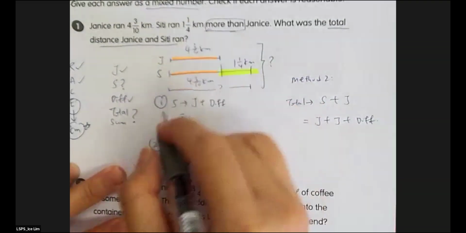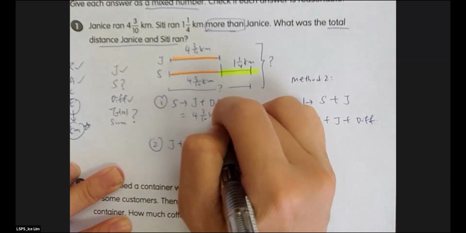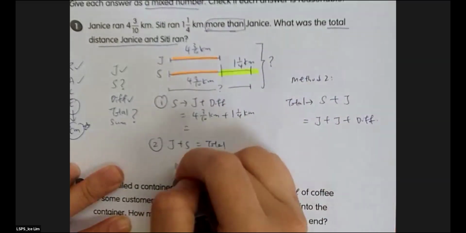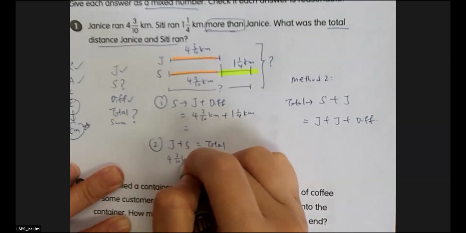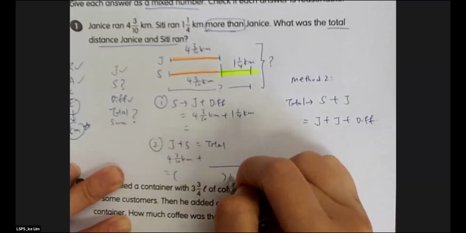Okay. If I were to find the city, I can do 4 and 3/10 kilometers plus 1 and 1/4 kilometer. Press the calculator, get my answer. The total will be Janice plus city. That was the second answer. That should give my total kilometers.